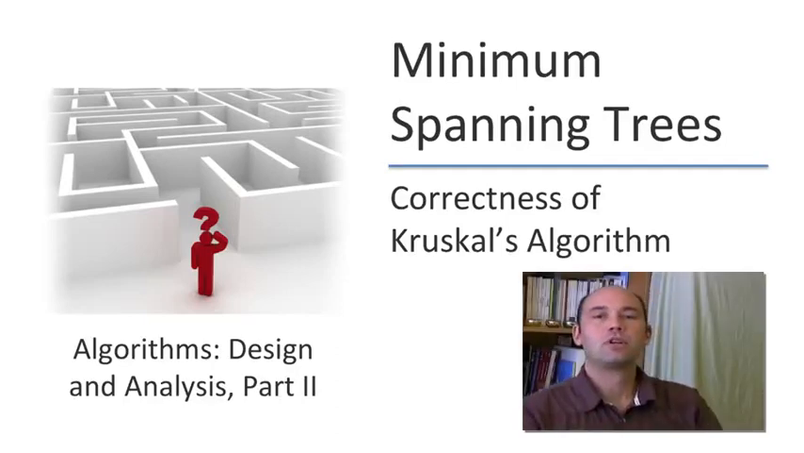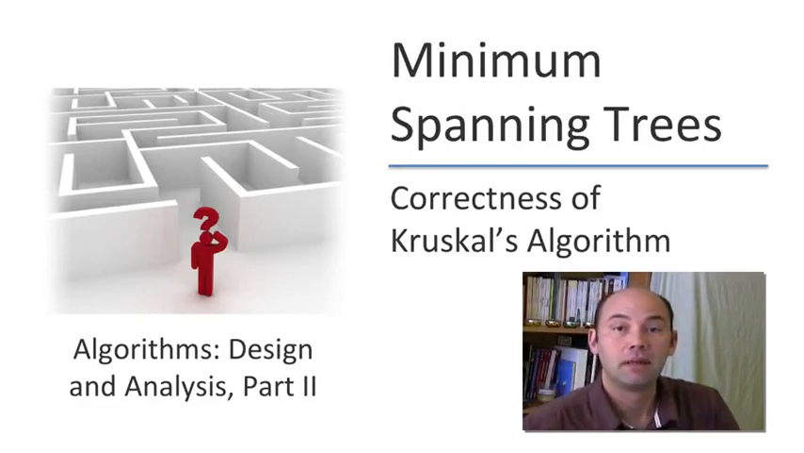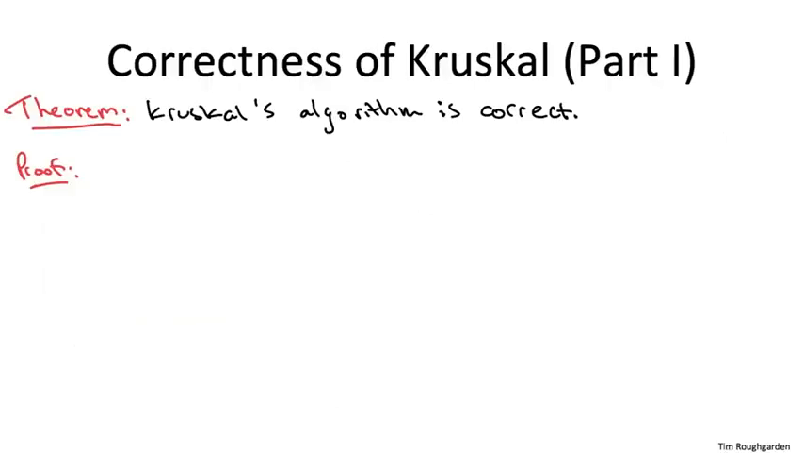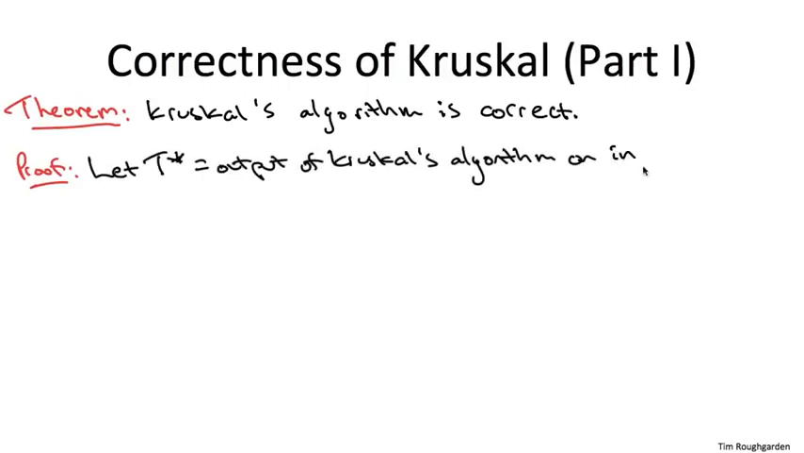So in this algorithm, we'll prove the correctness of Kruskal's minimum cost spanning tree algorithm. To prove this correctness theorem, let's fix an arbitrary connected input graph G, and let T* denote the output of Kruskal's algorithm when we invoke it on this input graph.